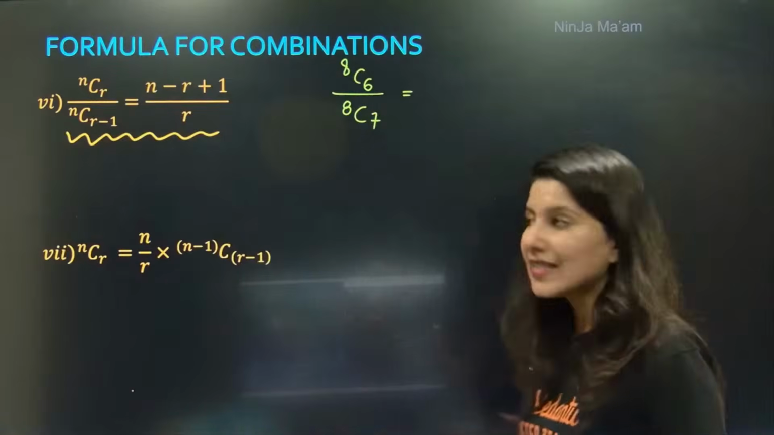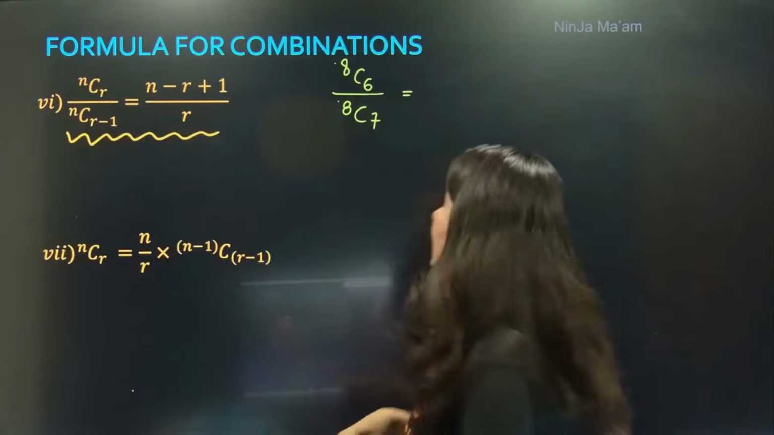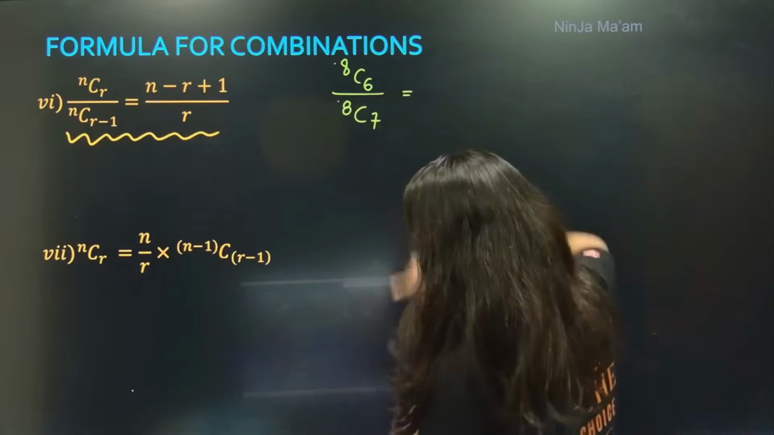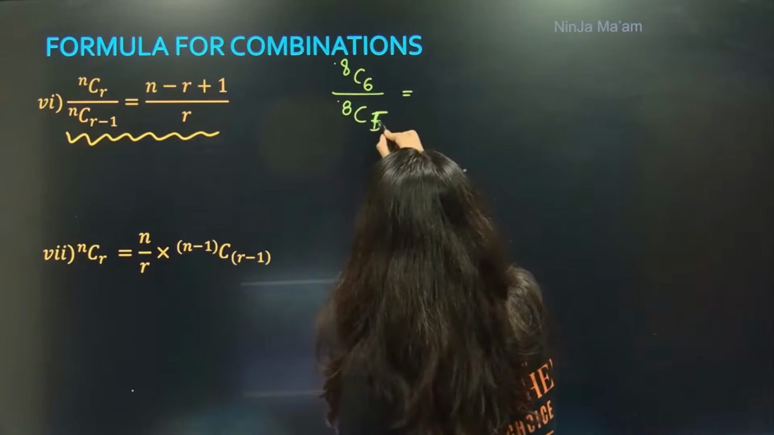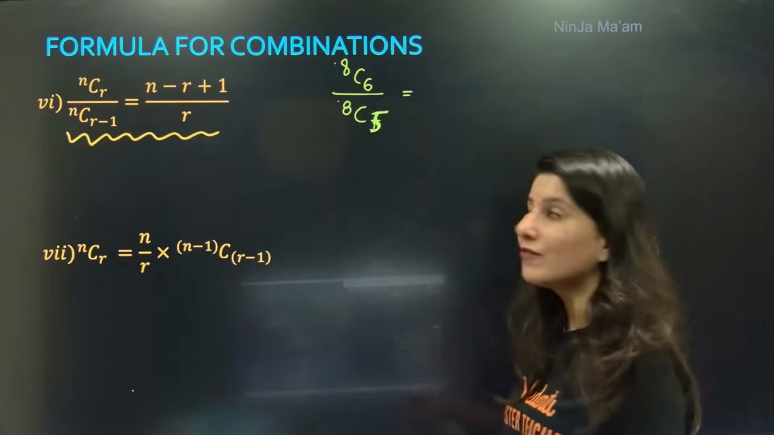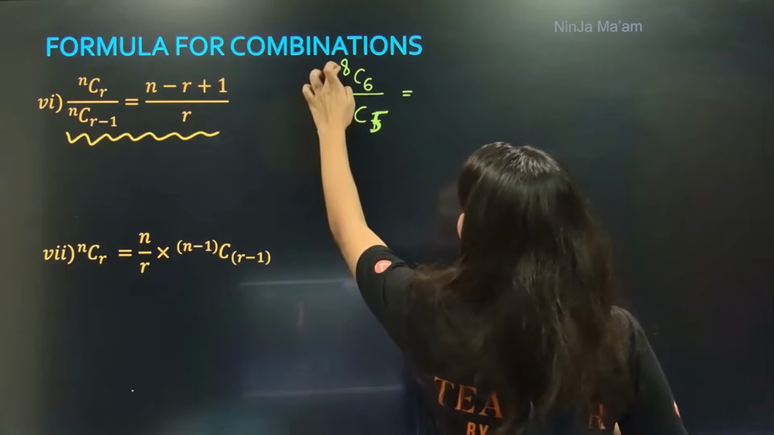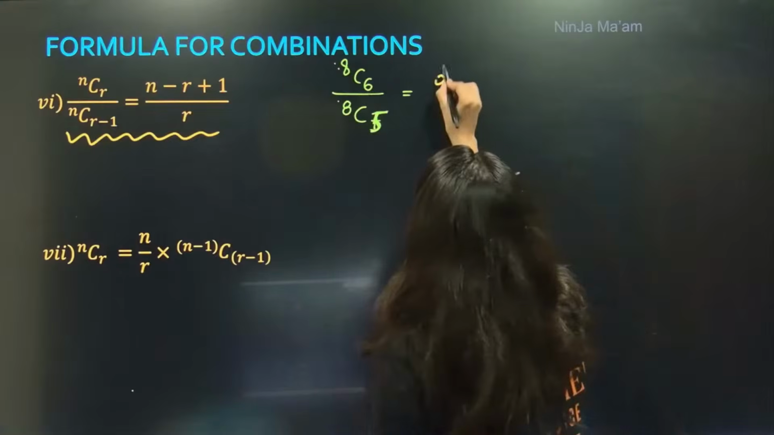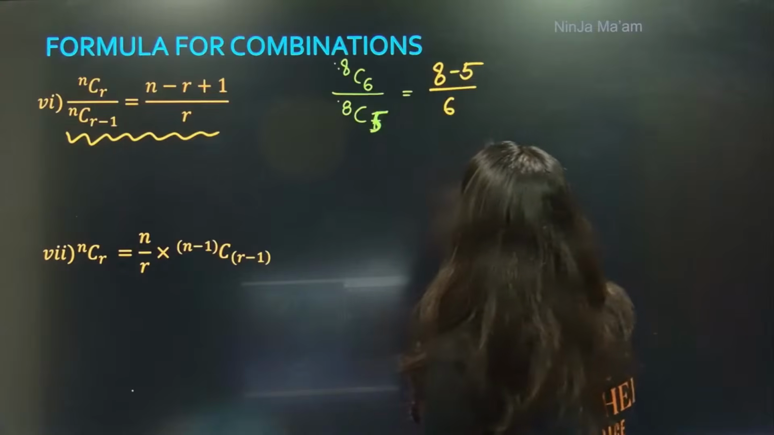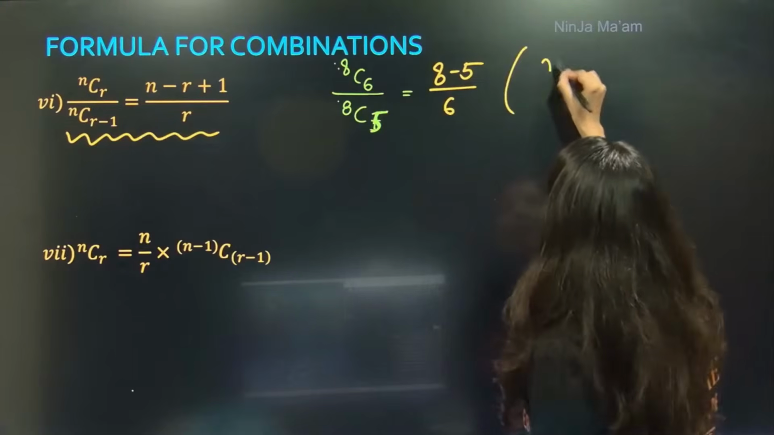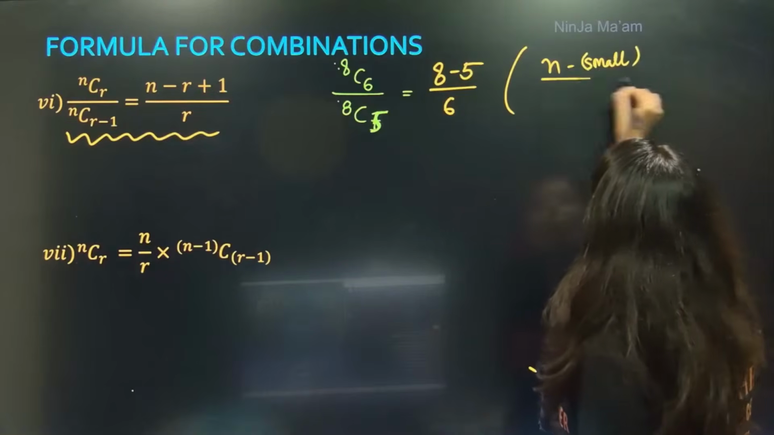Basically, the property says whenever the upper index is the same, 8, 8, and the lower indices have a gap of 1, let's see, this is 5. What is the formula? The formula is nothing but 8 minus 5, basically 8 minus the smaller index upon the bigger index. So the formula is n minus the smaller index upon the bigger index.